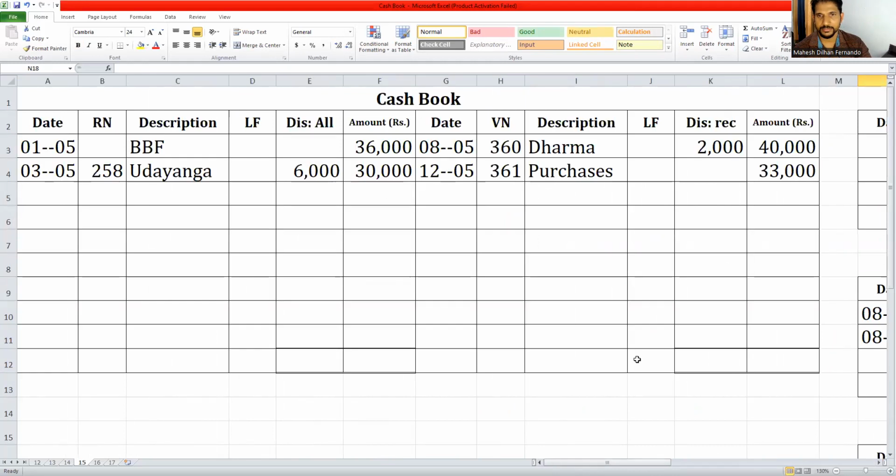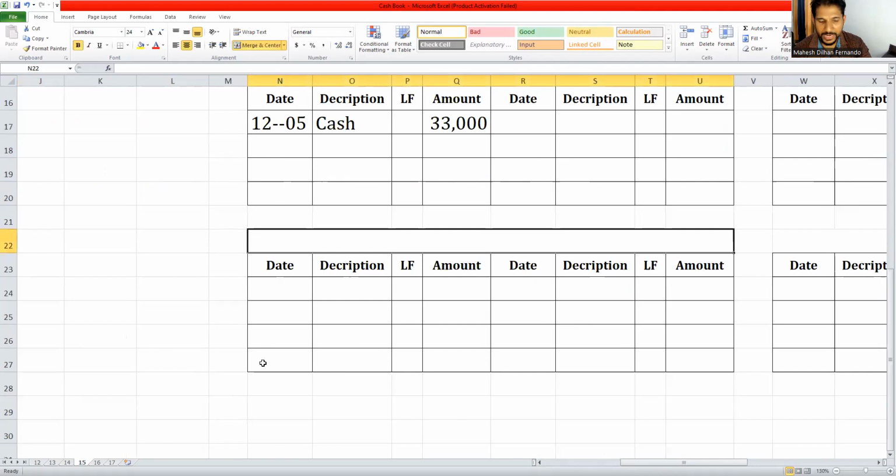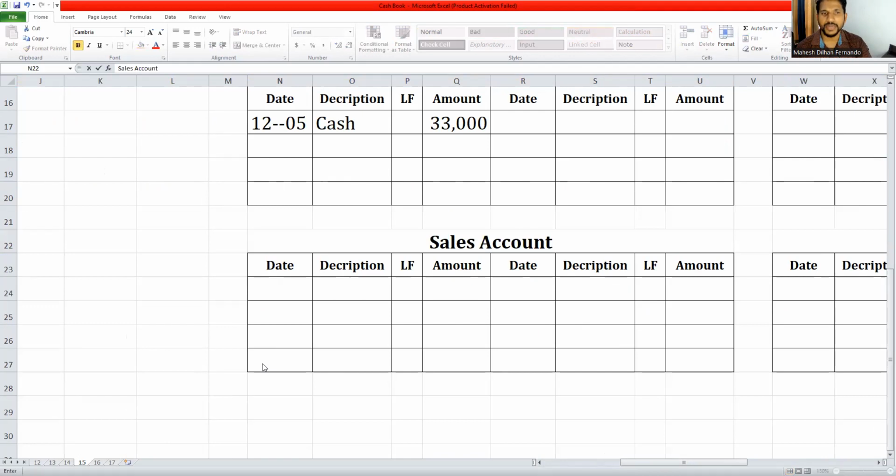And the next is 17th of May. 17th of May, 259 is the receipt number. Sales, 29,000. Cash book debit and credit the sales account. Prepare an account for sales. Sales is an income. Credit the income account. 17th of May, cash, 29,000.